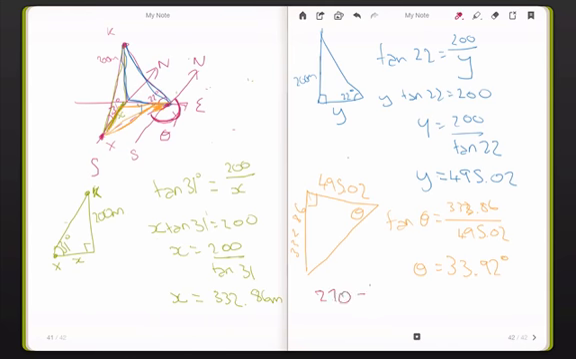So if we do 270 minus 33.92, that'll give us our true bearing. And if you type that into a calculator or you do it in your head, you get 236.08. So that is our true bearing from Y to X. I hope that made sense. If not, drop me another email and I'll have another go.